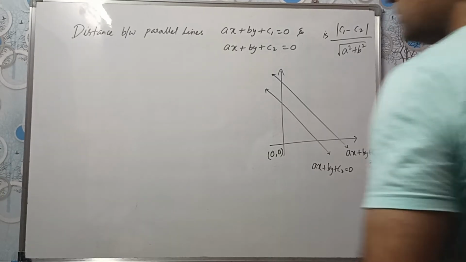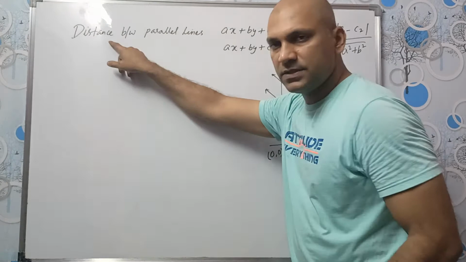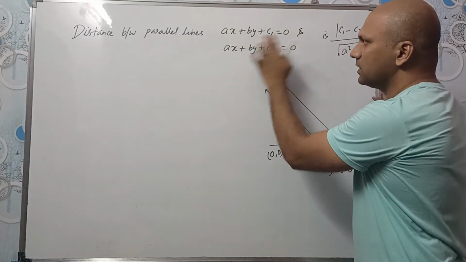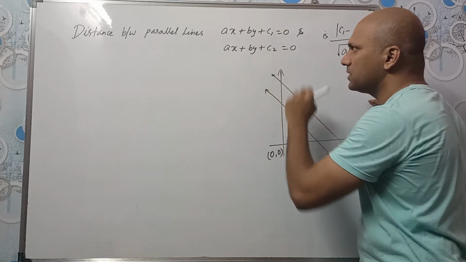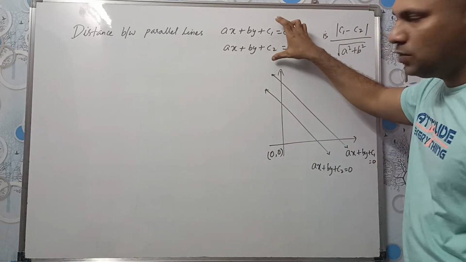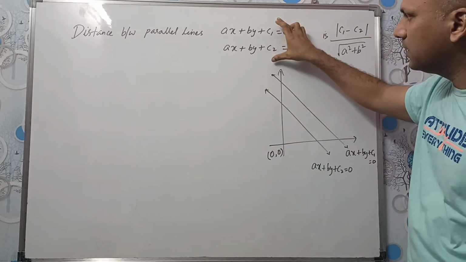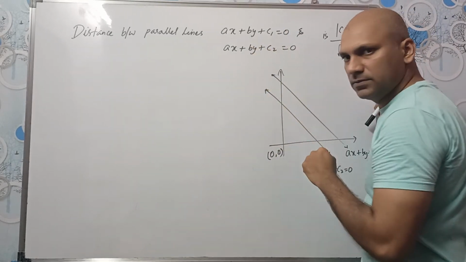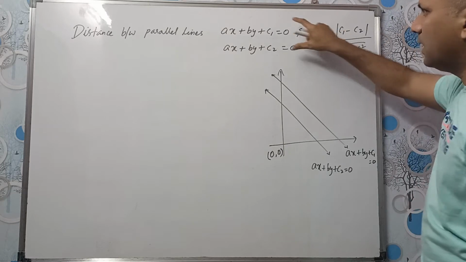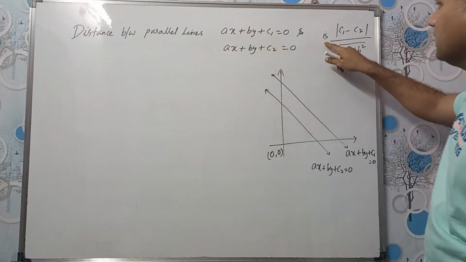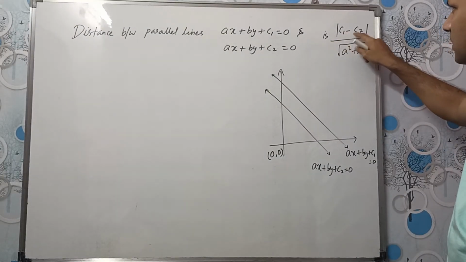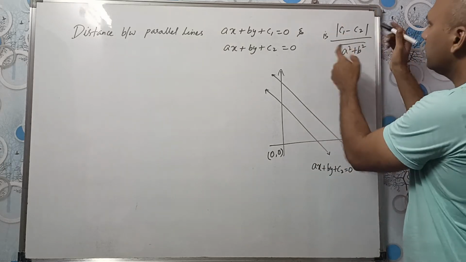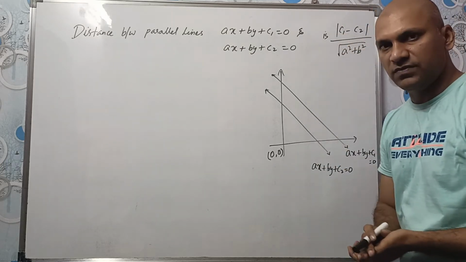Okay, now let us derive this formula. Distance between parallel lines ax plus by plus c1 is equal to 0 and ax plus by plus c2 is equal to 0. These two are parallel lines. Okay, see, only the constant will be different. Okay, and what is the distance between these two parallel lines? Modulus of c1 minus c2 divided by root a square plus b square. We can write modulus of c2 minus c1 also. It will make no difference.